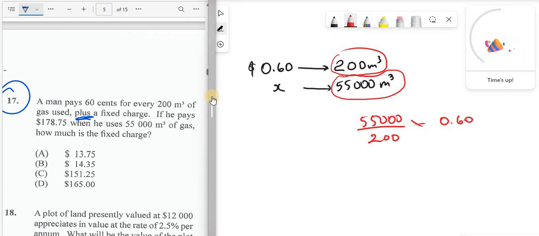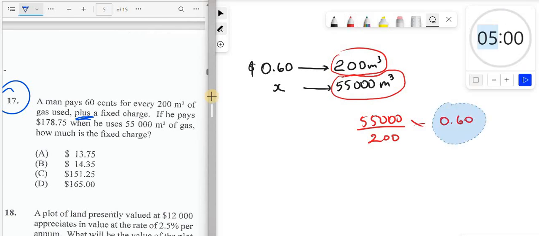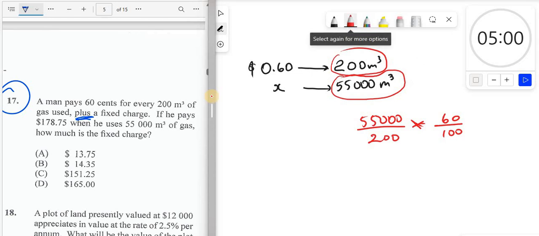Now my time is up, but I'm going to continue since I had to do a lot of explanation before I even started the working. So 60 cents, I'm going to change that to 60%, because 60 cents is the same as 60%, and 60% means 60 over 100. And think about it, guys: if I divide 60 by 100, the point moves to the left, so I get 0.60. So 60 cents is the same as 60 over 100.